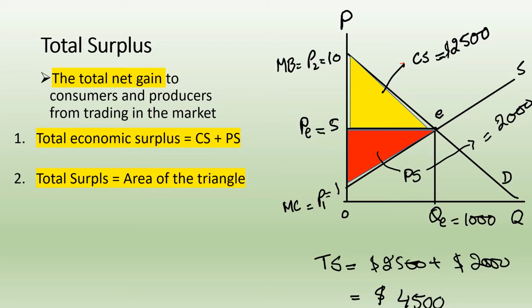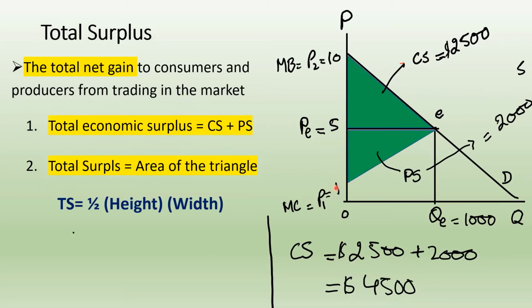Now comes the second. In the second method, we need to calculate the area of this large triangle that contains both small triangles, which explain consumer surplus and producer surplus. The vertices of this large triangle are P1, E and P2, and the formula, as you already know, is equal to half times the height times the width of the triangle. So let us now calculate the total surplus by plugging in the values.